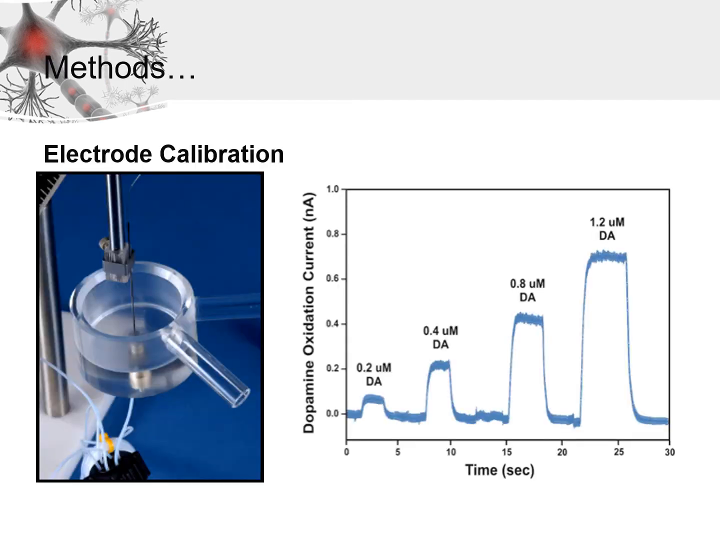Microfiber recording electrodes are calibrated following use in the experiment. This occurs by exposing the electrode to a series of known dopamine solutions, 0.2 micromolars, 0.4 micromolars, 0.8 micromolars, and 1.2 micromolars via a flow injection system. An ideal example of responses is shown here. We do this to allow us to be able to convert raw data, which is in nanoamps, to dopamine concentration in micromolars.